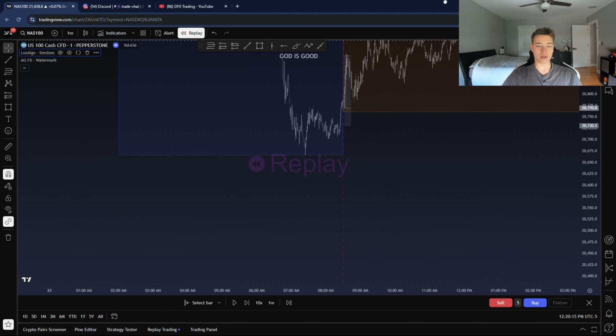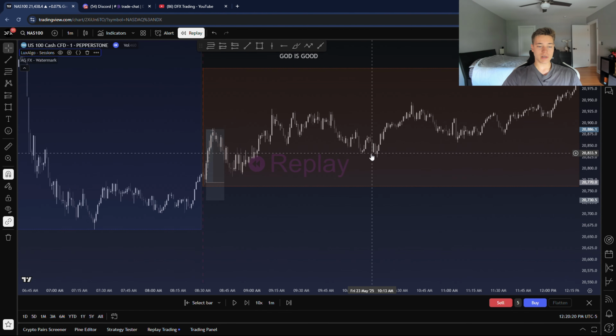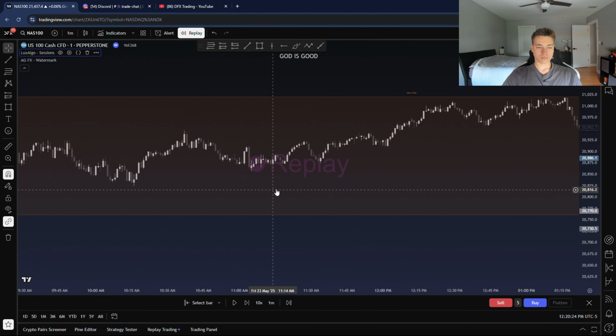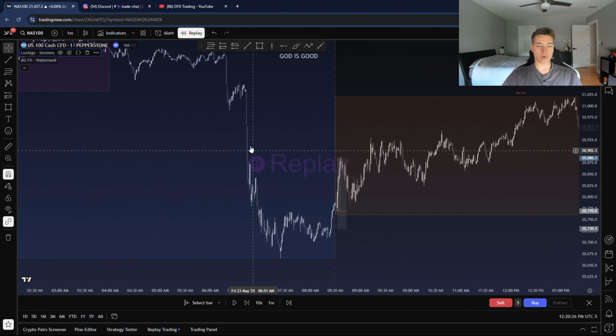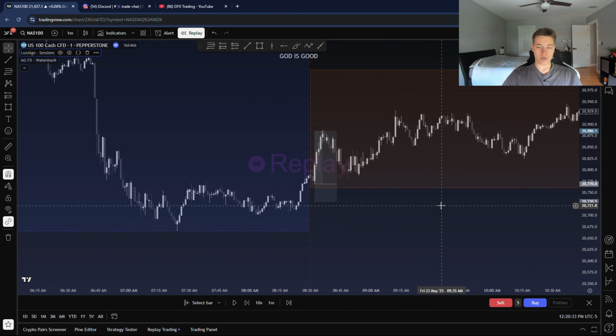Let's take a look at Friday. All right, is this Friday? This is Friday. All right, so we didn't really see this setup, but I did end up taking this trade right here. Only because I knew my draw on liquidity was going to be this fair value gap right here. So what did I do? We never ended up seeing a sweep of liquidity.